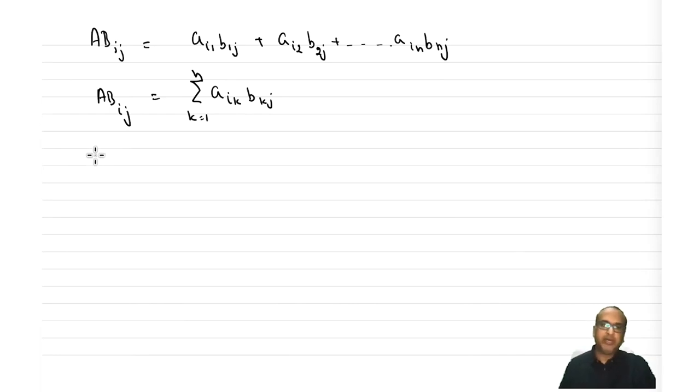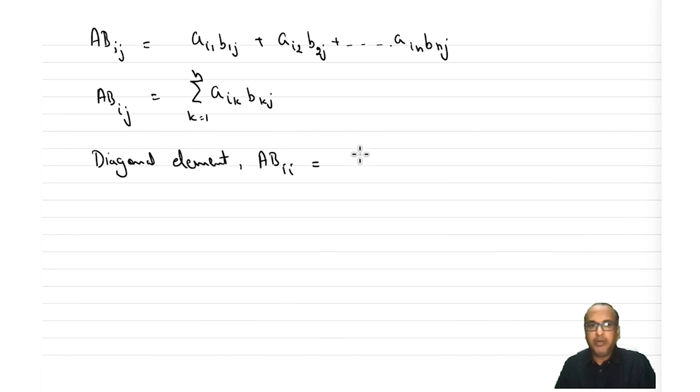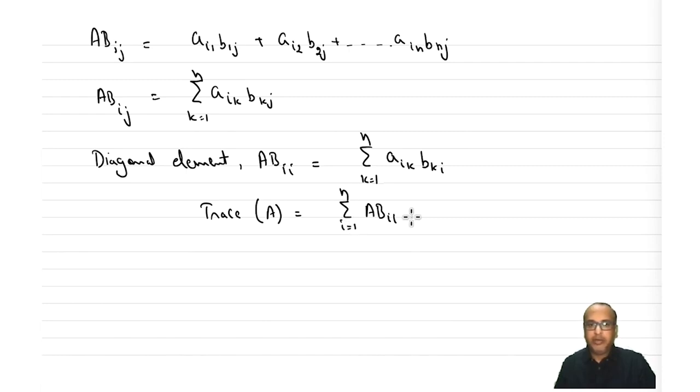Now, because we are interested in determining the trace, and for the trace, we need to have the diagonal elements. So how to write the diagonal element? Diagonal element will be where indices I and J will be same. So basically we can write ABII, which will be equal to summation K goes from 1 to N, AIK and BKI, right? This will be my diagonal element. Now trace of AB is equal to summation of diagonal elements where I goes from 1 to N, right?